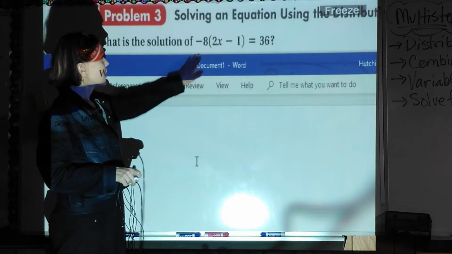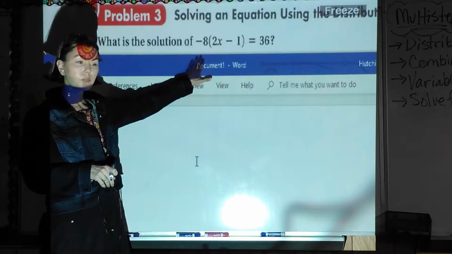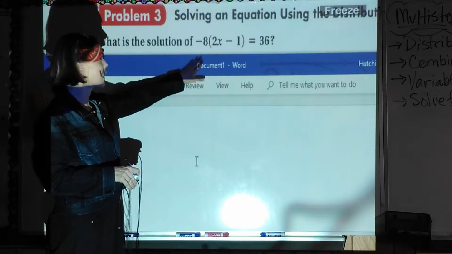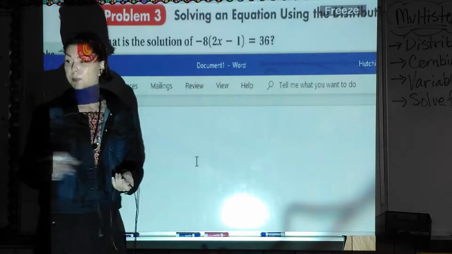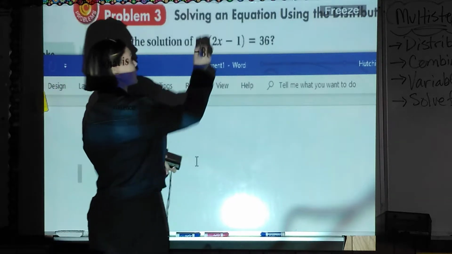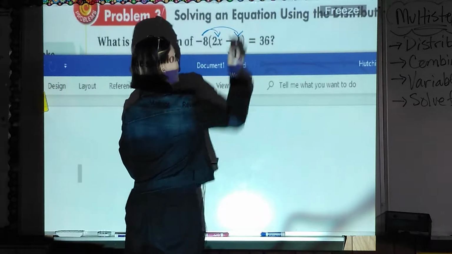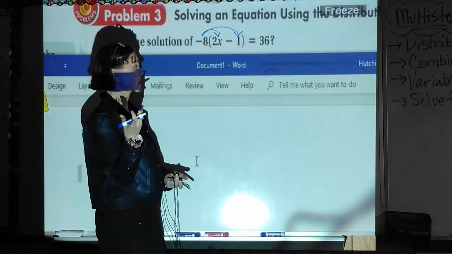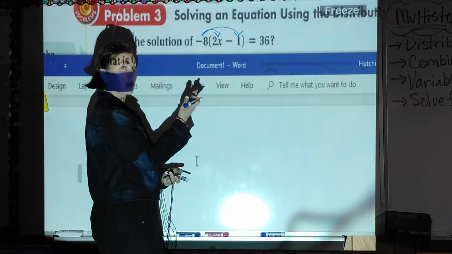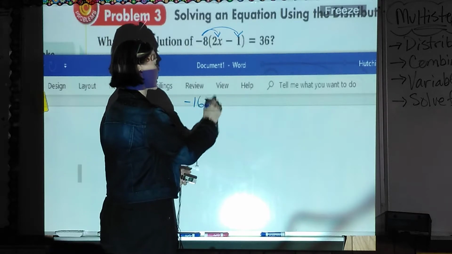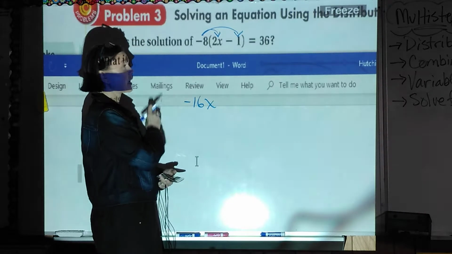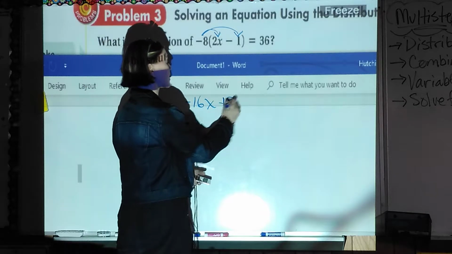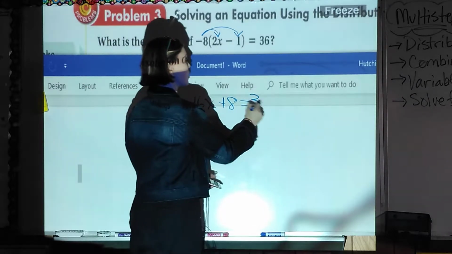Thanks. So here we have a multi-step algebraic equation, and we have the distributive property. So we're going to start with the distributive property, and we're going to go ahead and distribute the -8 to both terms inside. So we have -8 times 2x, which is -16x, and then -8 times -1 gives us a +8, and then that's equal to 36.